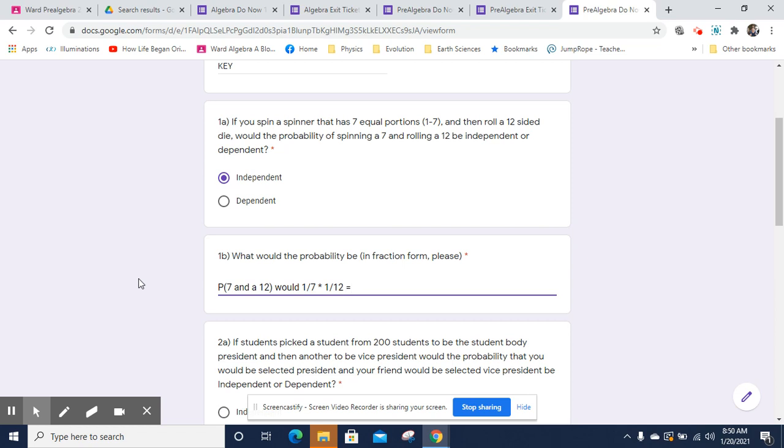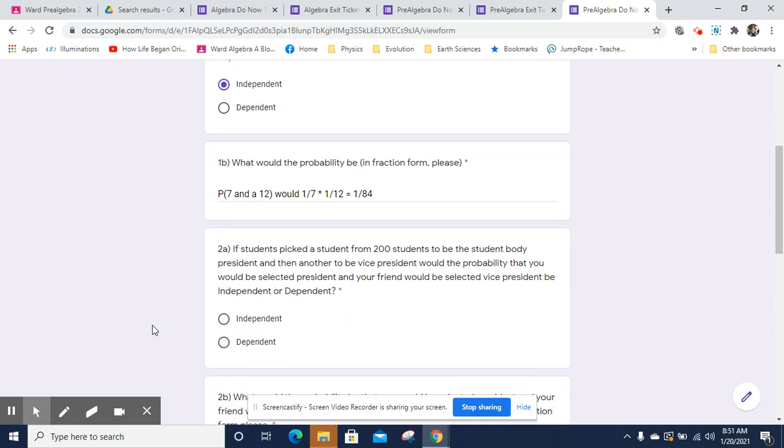And you would multiply those two probabilities because there's 7 branches that lead to different numbers for the spinner. And each one of those branches has 12 more branches that lead to 1 to 12 for the dice, which means you have 7 times 12 total possible combinations, but only one possibility in each of those scenarios is a 7, and only one possibility is also a 12. So you have to have both happen. So it's going to be 1/7 times 1/12, which will be 1 out of 84. And that is your probability.